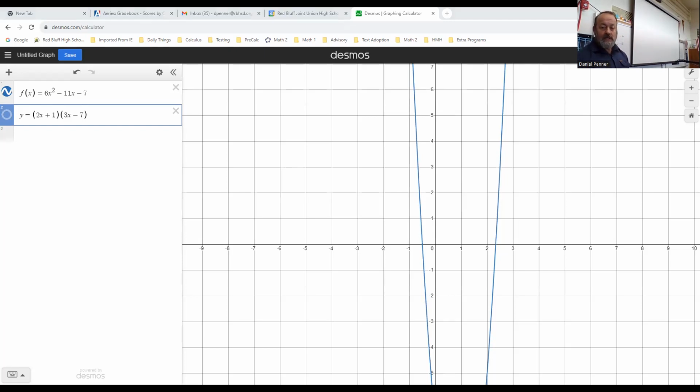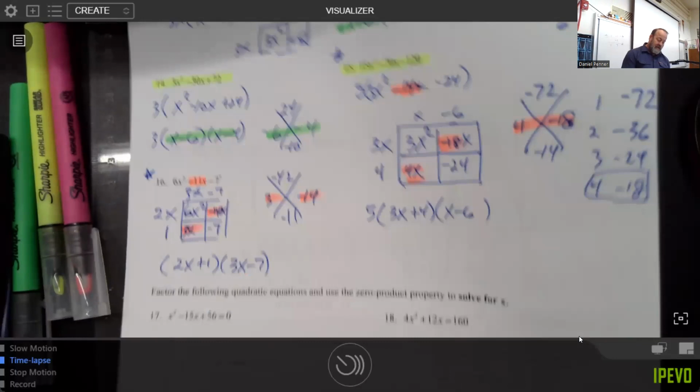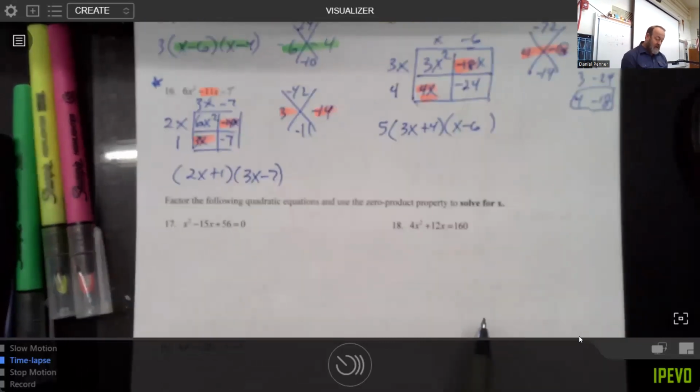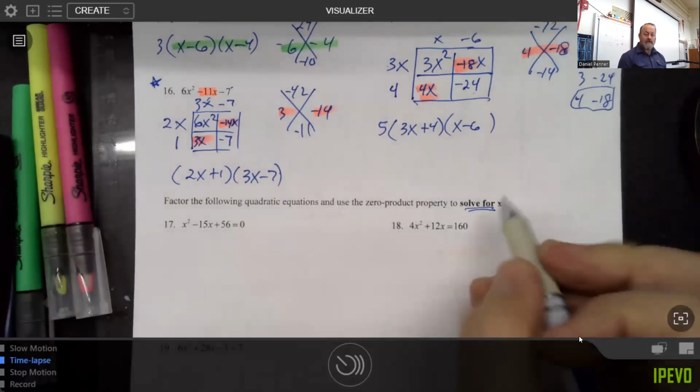All right, let's finish this thing up because now we have transitioned. And this is our last part, is this does not ask me to factor, it asks me to solve.